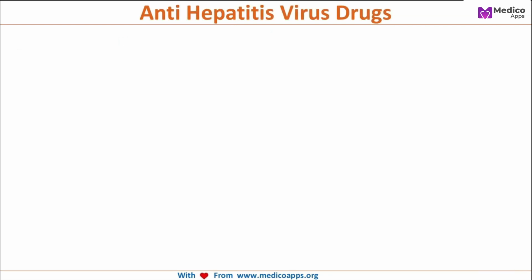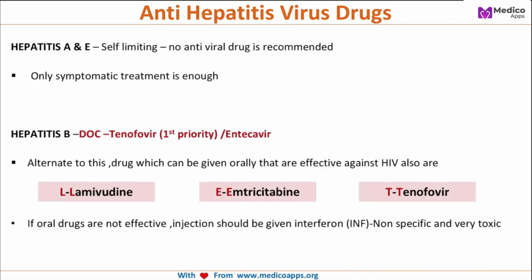Now, when we look at anti-hepatitis drugs, hepatitis A and E are self-limiting, so no antiviral is recommended for these. Only symptomatic treatment is sufficient. But for hepatitis B, the drug of choice is tenofovir, right? If that is not there, then we go for entecavir, okay? So tenofovir is the drug of choice for hepatitis B.